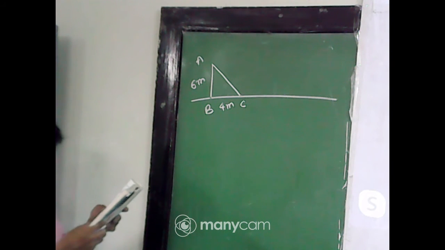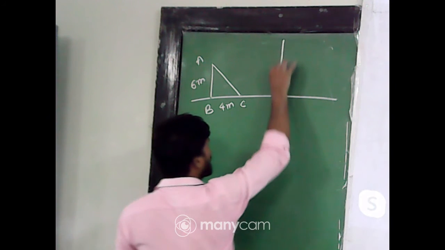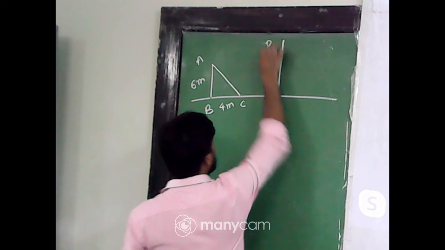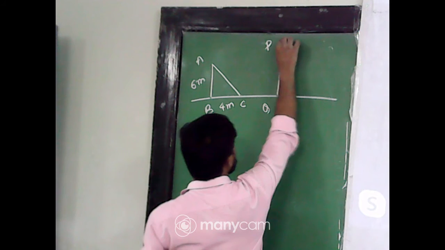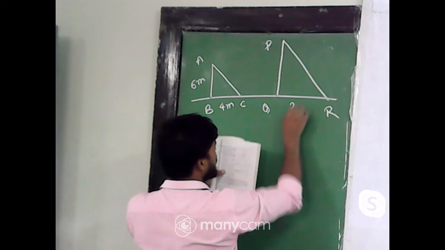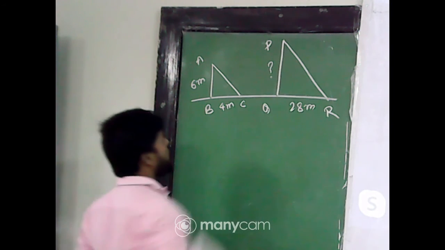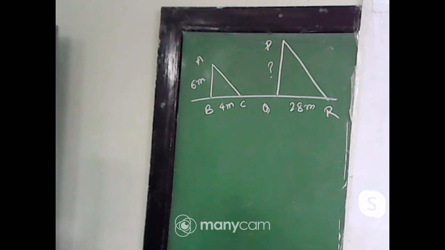And at the same time there is a tower. So let the name of the tower be PQ, which casts a shadow QR of length 28 meter. The question is, what is the height of the tower?